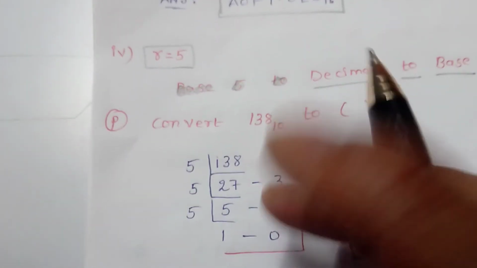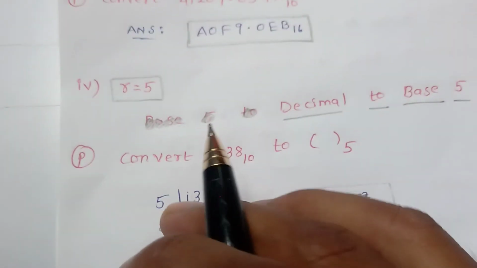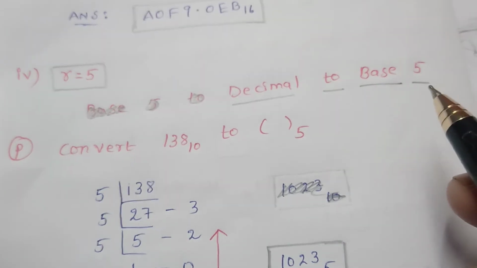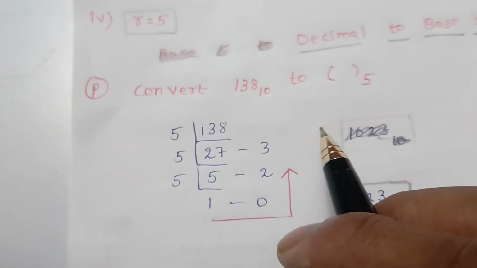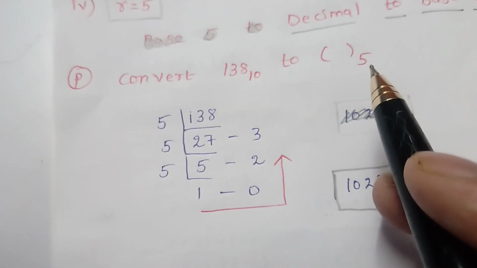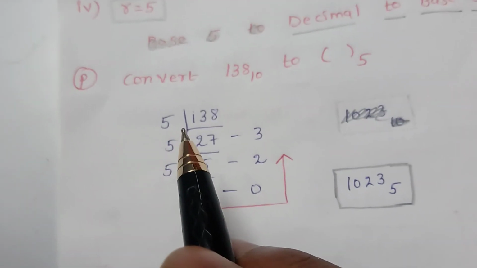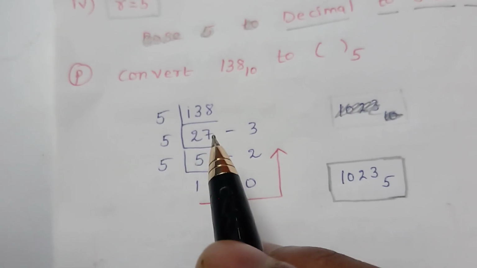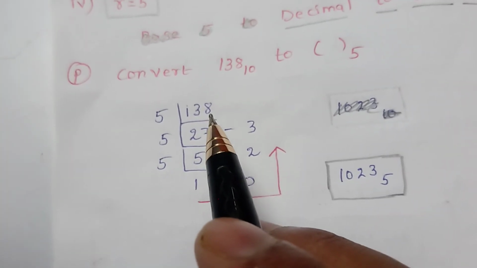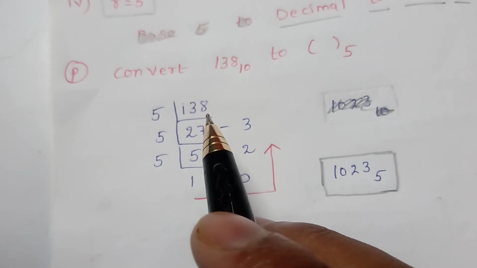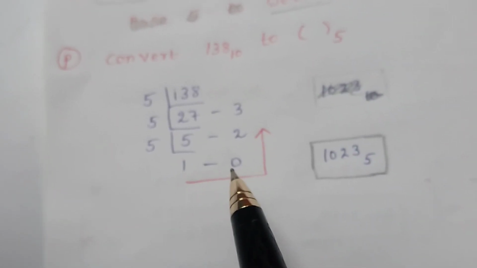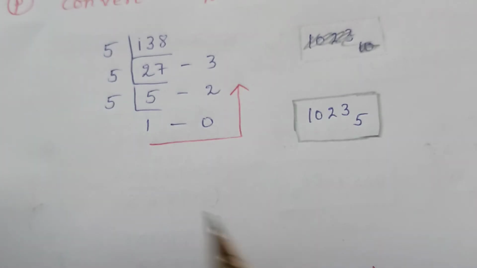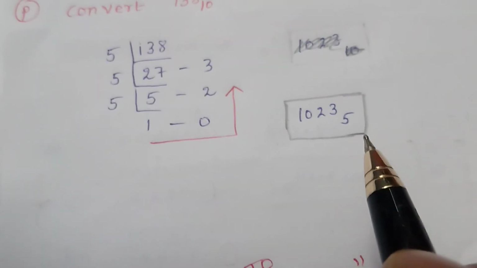Now take one more radix, r is equal to 5. That means we have to convert decimal to base 5. Let us take an example: convert 138 base 10 to base 5. Since they are asking to convert into base 5, we have to divide by base 5. 5 2s are 10, 3 is the remainder. 5 7s are 35, therefore once again 3 is the remainder. 5 5s are 25, 2 is the remainder. 5 1s are 5, 0 is the remainder. And what is the answer? 1023 base 5. Is it clear?